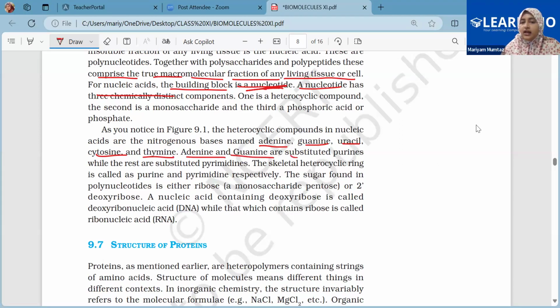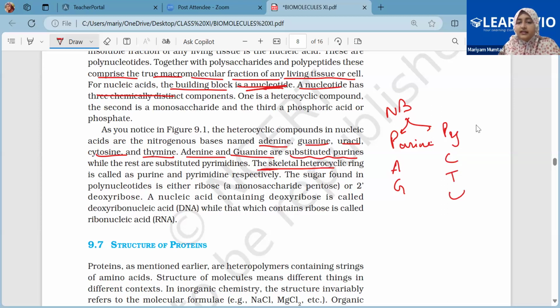Adenine and guanine are substituted purines. See, nitrogenous bases are of two types. We have purines and we have pyrimidines. Now, under the purines, we have adenine and guanine, and under the pyrimidines, we have what? Cytosine, thymine, and uracil. The skeletal heterocyclic ring is known as a purine and pyrimidine respectively.